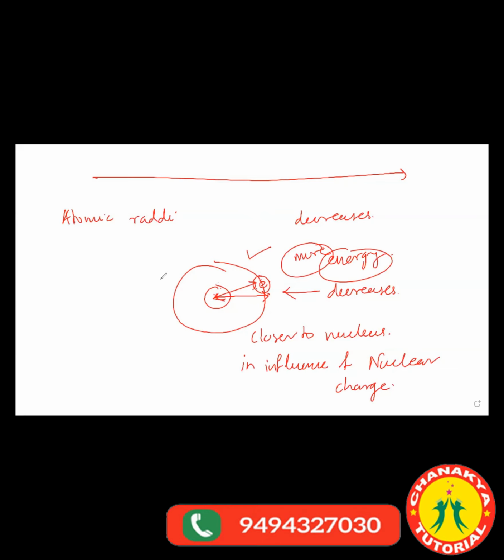What happened? The atomic radius goes on decreasing from left to right, so these electrons come closer to the nucleus. They are in the influence of the nuclear charge, right? So when they are in the influence of nuclear charge, it is difficult to detach or remove, and it requires more energy. So your ionization enthalpy will increase when you move to the right. Why does it increase? Because you require more energy to detach the electron. Those electrons go more and more closer to the nucleus due to the reduced atomic radii. Clear?